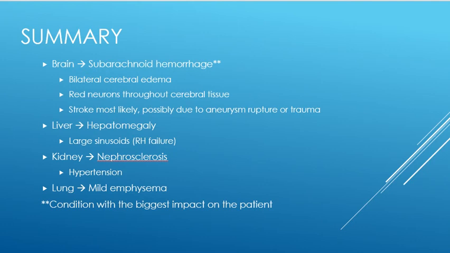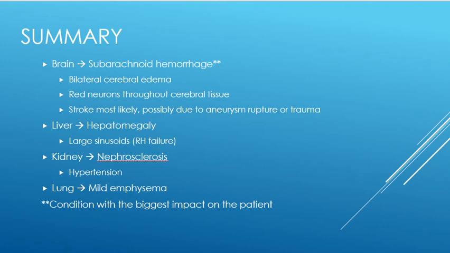So in summary, in our patient's brain, we found subarachnoid hemorrhage with bilateral cerebral edema secondary to it, as well as red neurons throughout the cerebral tissue. We think that a stroke was most likely, and it was possibly due to an aneurysm rupture or trauma.